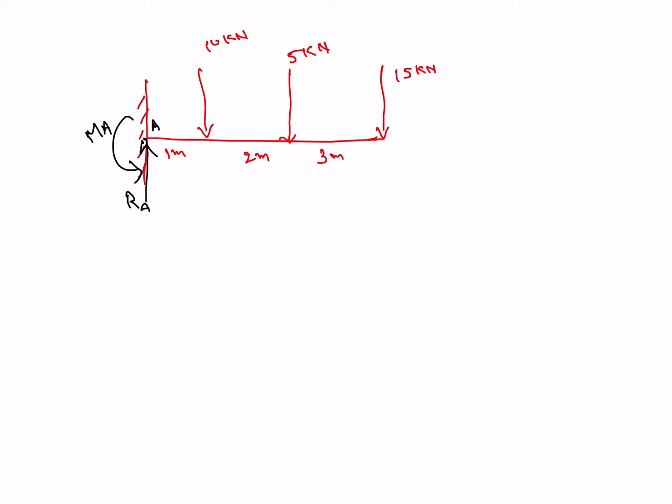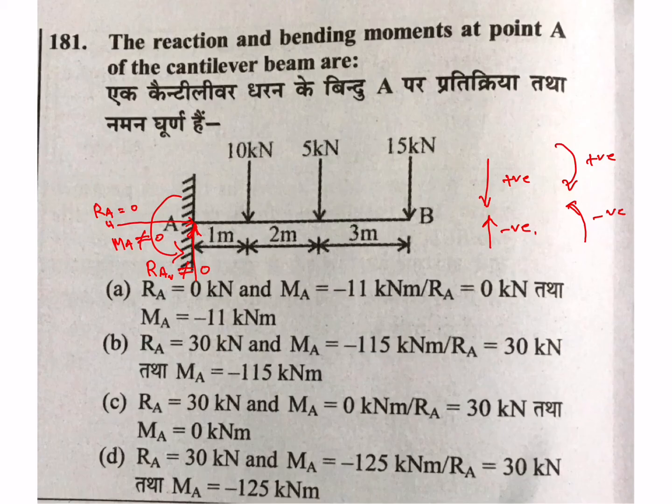We know for equilibrium, summation of all vertical loads should be 0. So downward we will take positive: 15 plus 5 plus 10 minus RA equals 0. From here, RA value how much we will get? 30 kilonewton. So we can omit option A.